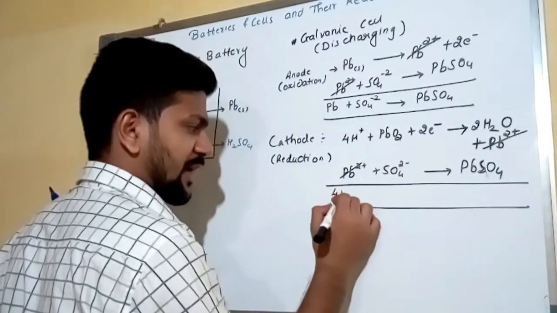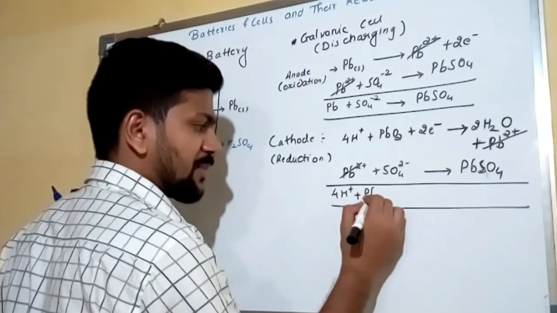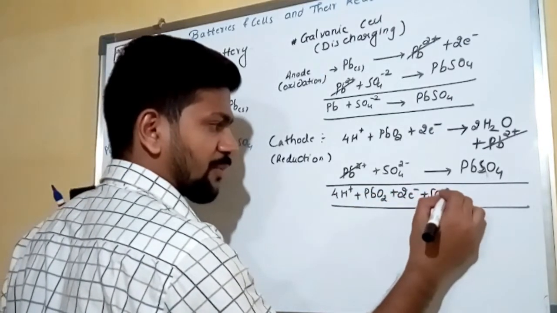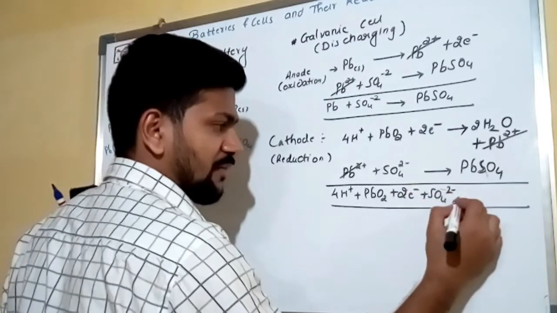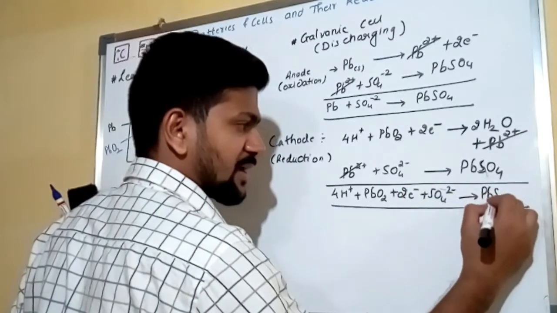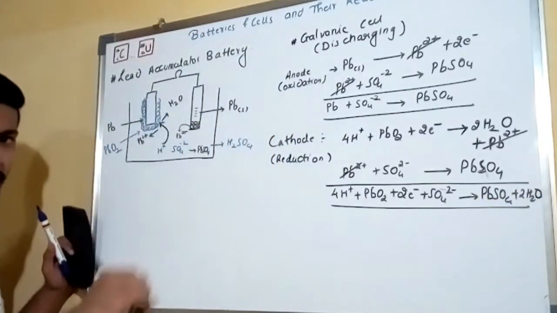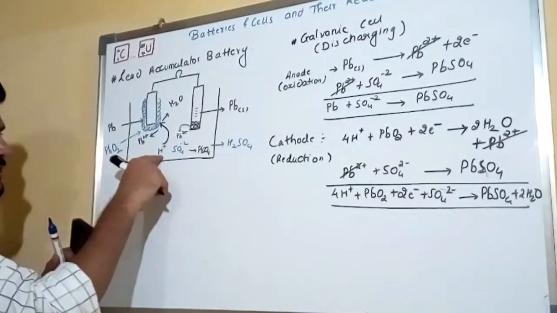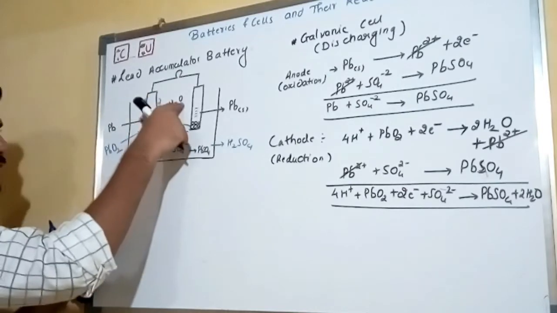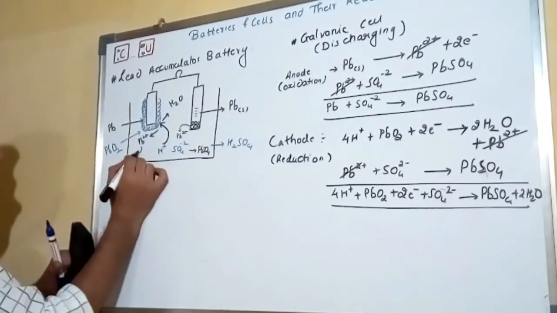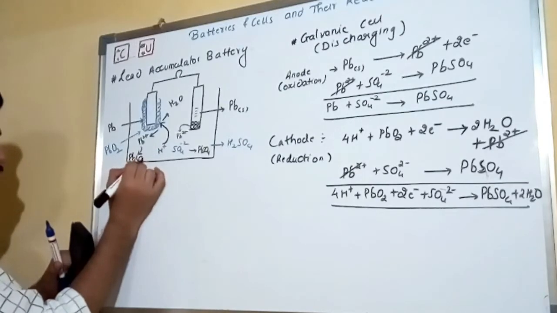So this will be 4H+ plus PbO2 plus 2 electrons plus SO4 2- giving you PbSO4 plus 2H2O. That's all. So what will be the reaction? H+ and PbO2 giving you water, giving you Pb2+ combining with sulfate, giving you PbSO4.